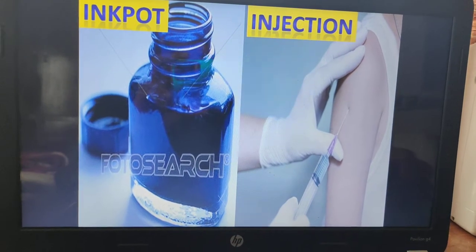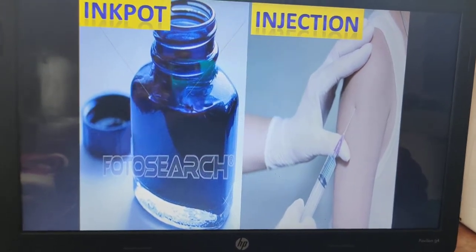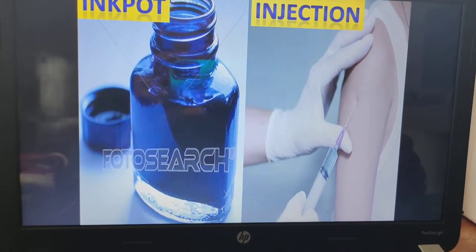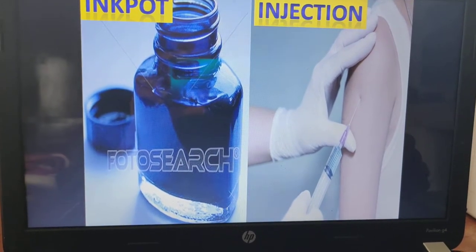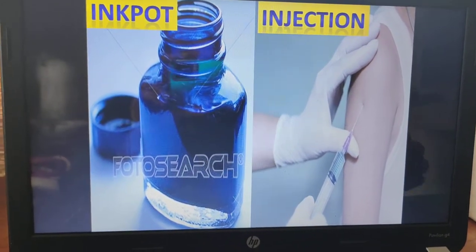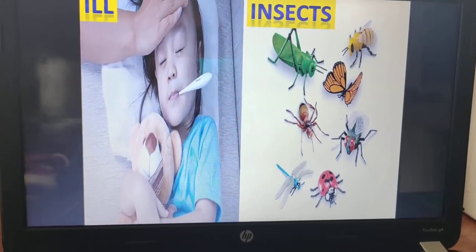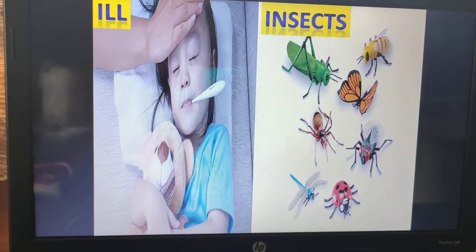Injection, I for injections. All of us would have got injections when we were small kids. When we fall sick, we go to the hospital, we get an injection. Now with the corona, big people are all getting a vaccine, corona vaccine. Okay, so that is injection. Ill. Ill means falling sick. When we get a fever, or when we have tummy pain, we are sick.